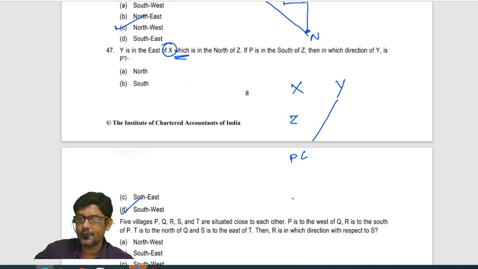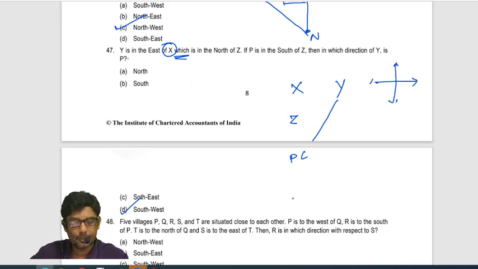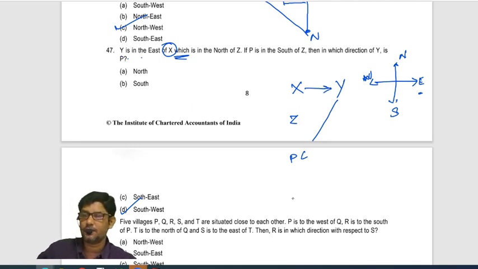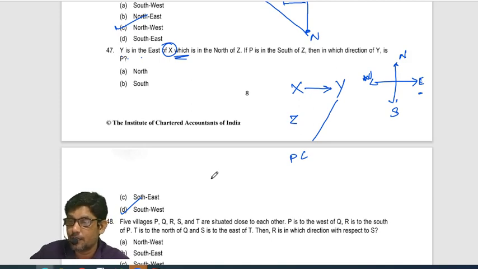Somebody said Y is right of X. My dear, is this our north? Is this our east? Is our west here, and this is our south? Here it is clearly given Y is east of X, so Y has to be east of X. Dinesh, you are wrong, my dear. Y is right of X. Yeah, right, you are right. Sorry, I read your answer late.